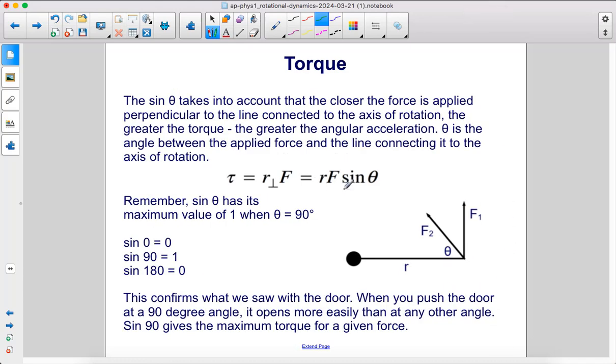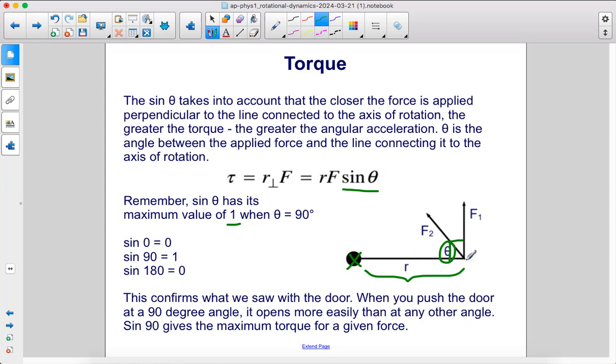The sine theta portion of this equation takes into account that the closer the force is applied perpendicular to the line connected to the axis of rotation, the greater the torque. Therefore, the greater the angular acceleration. Theta is the angle between the applied force and the line connecting it to the axis of rotation, so this line here. Remember, sine theta has its maximum value of 1 when theta equals 90 degrees. So sine 0 is 0.